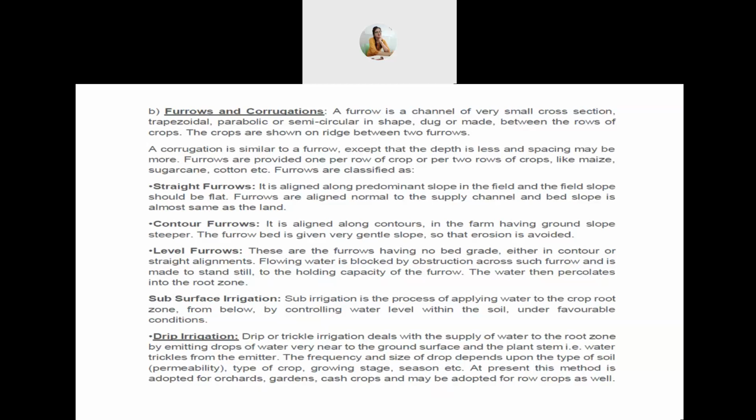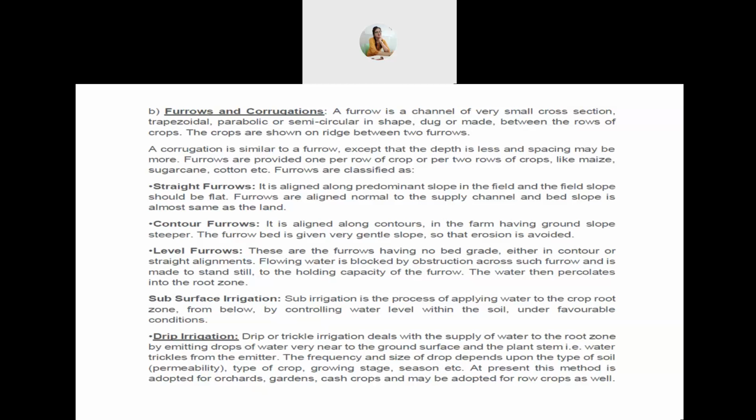Level furrows are furrows having no bed grade either in contour or straight alignments. Flowing water is blocked by an obstruction across such a furrow and is made to stand still to the holding capacity of the furrow. Subsurface irrigation. Sub-irrigation is the process of applying water to the crop root zone from below by controlling the water level within the soil under favorable conditions. Drip irrigation.